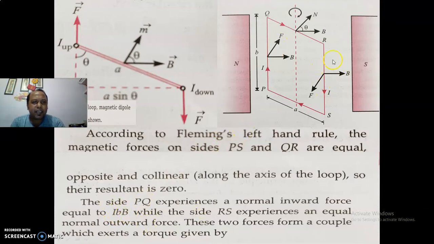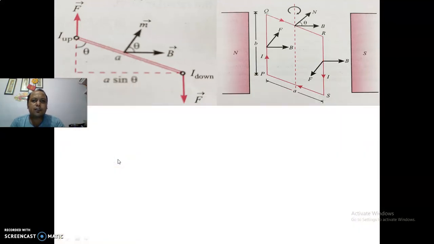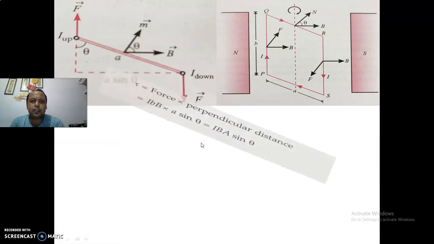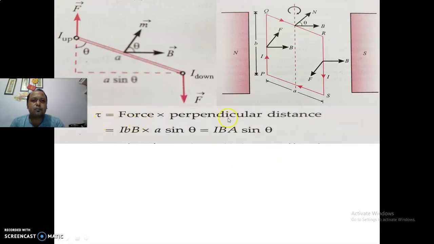The same force will be acting on RS also, and they will be equal forces but acting in the opposite direction, and their line of action is also different. You can see here, if I draw the line of action, this is the line of action and this one is the line of action. So they are in different lines of action, so they will not be cancelling each other. So here, if they don't cancel each other, the value of torque is force into perpendicular distance between the two forces.